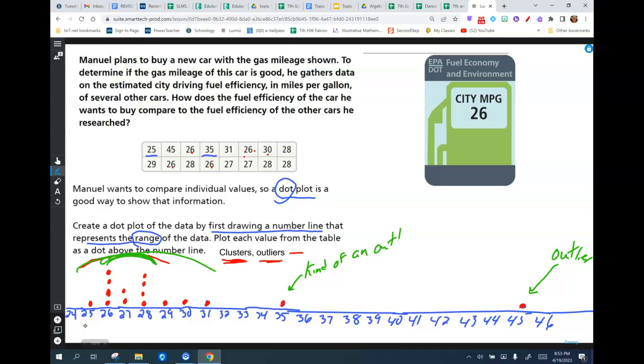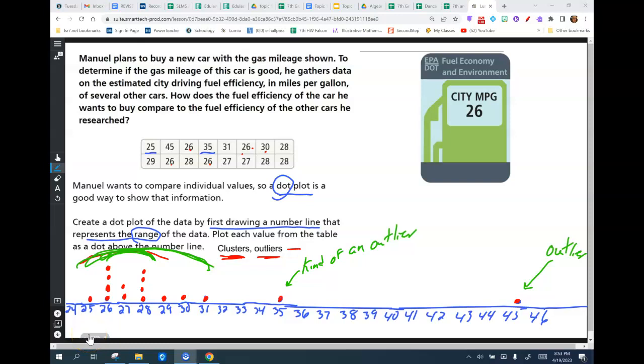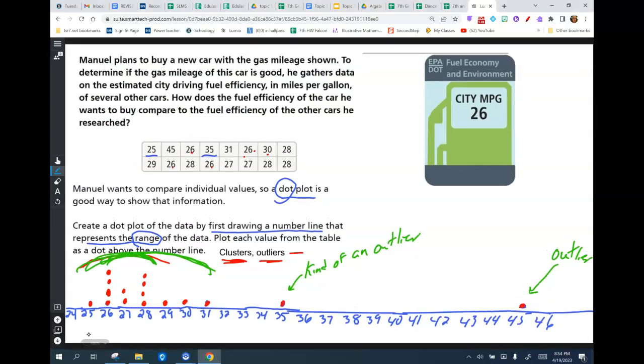It depends on how picky you want to be. But everything else is kind of clustered. See how this is all kind of clustered right through here. So if we want to answer that question, what he wants to know is to compare the individual values. Go back to the original: he's trying to gather information. How does the fuel efficiency of the car he wants to buy compare to the fuel efficiency of the others?